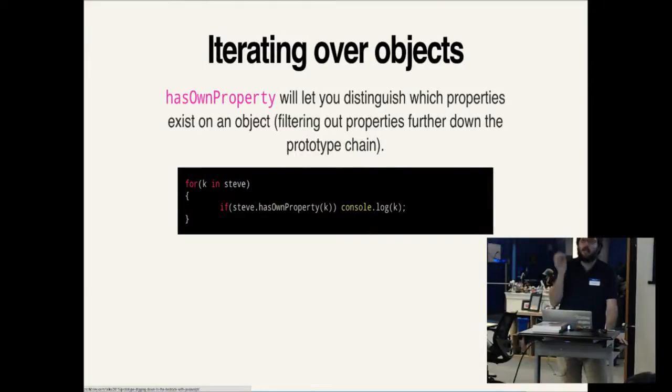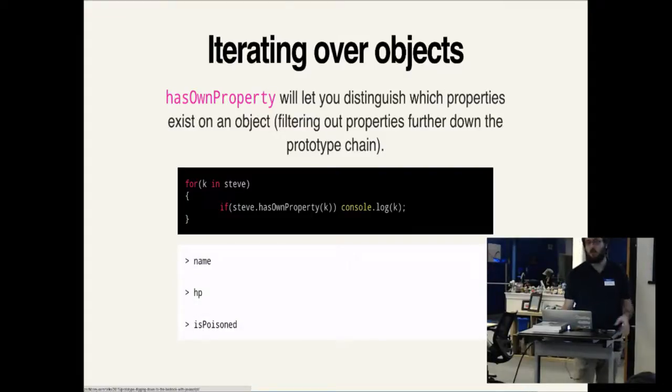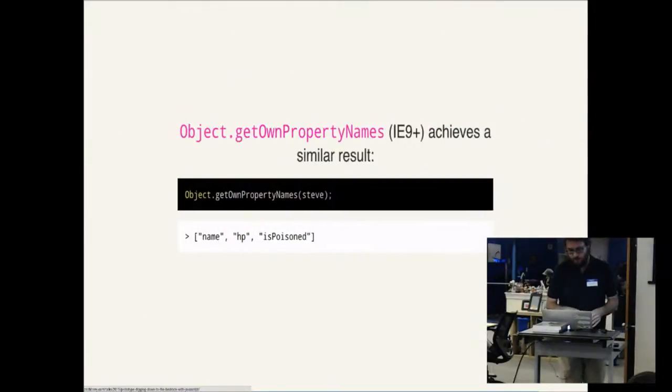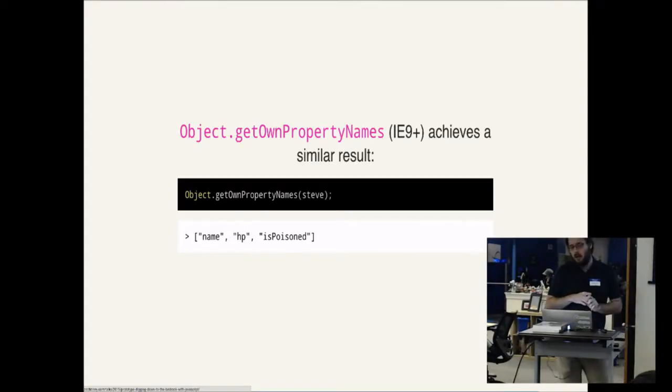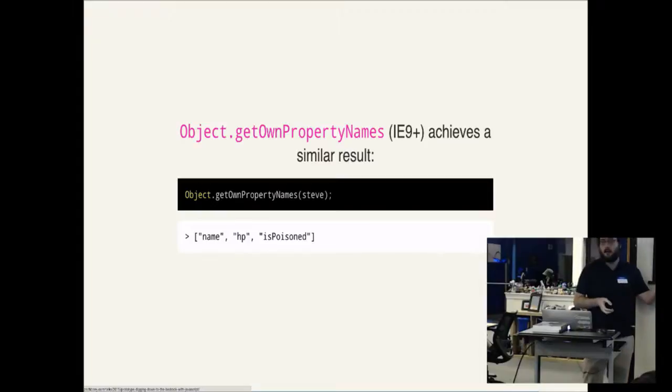So what you need to use in this case, or you can use, is hasOwnProperty. HasOwnProperty is the way in JavaScript where you can distinguish between things that an object actually owns itself and other things that exist further down the prototype chain. So if we then filter this for loop so that we're only looking for stuff that Steve actually owns on itself, we'll get name, hit points, is poisoned, but we won't get roll call. And that's what we want in this example. And then just to point out, there's also Object.getOwnPropertyNames, which does a similar thing. It just returns an array.